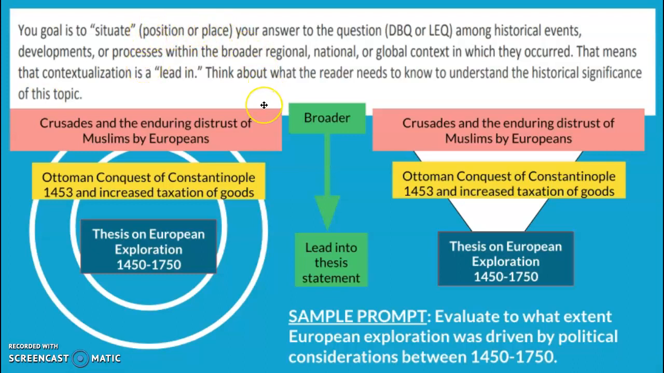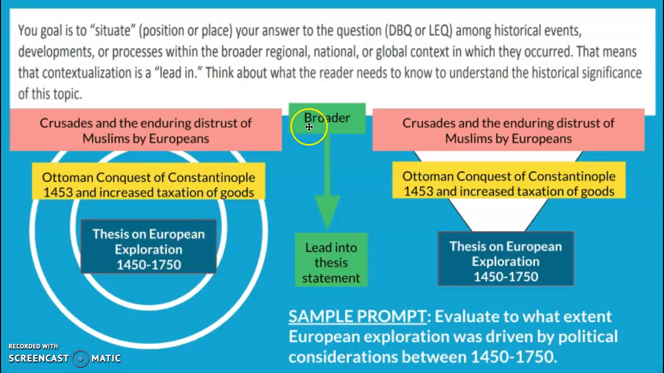Your goal is to situate your answer to the question, for the DBQ or LEQ, among historical events, developments, and processes within the broader regional, national, or global context in which they occurred. That means that your contextualization is the lead-in. This is what the reader needs to know to understand the historical significance of the topic. So, for example, what if your sample prompt was: evaluate to what extent European exploration was driven by political considerations between 1450 and 1750? What is it that you want to let the reader know? Imagine I don't know anything about this topic.